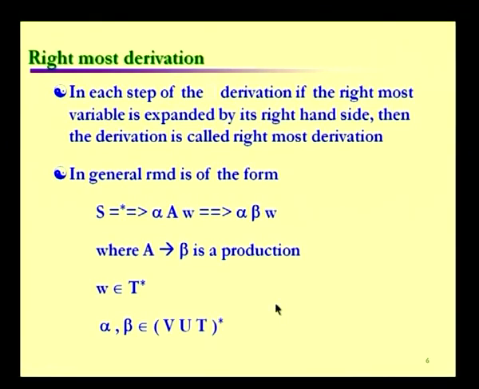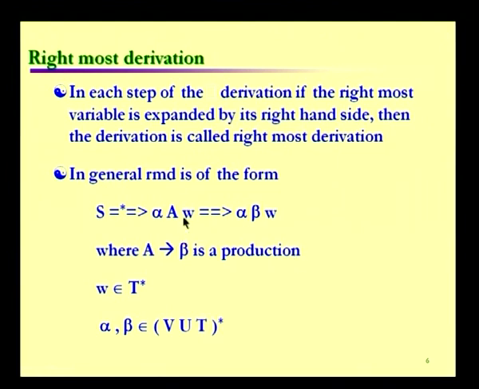So, now when you look at the general structure for the rightmost derivation, here we have, once again, the start symbol of the grammar. After some number of steps we have a sentential form, that is alpha followed by A followed by W, which in the immediate next step gives us alpha followed by beta followed by W, where A derives beta is a production.